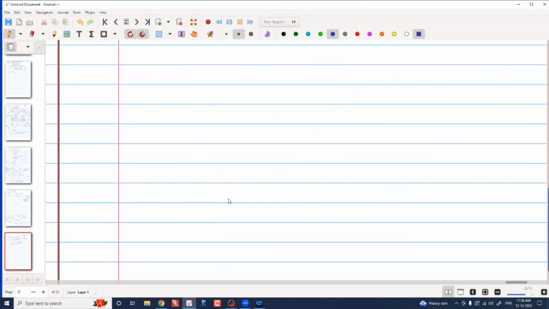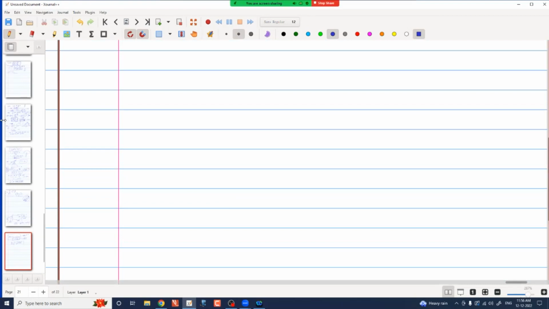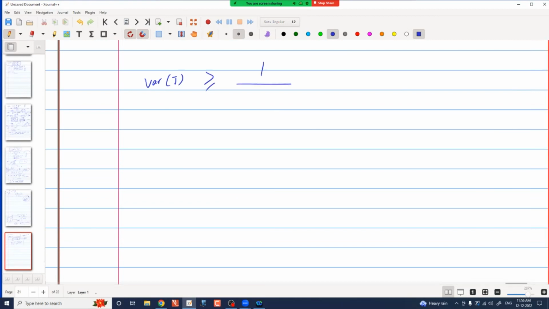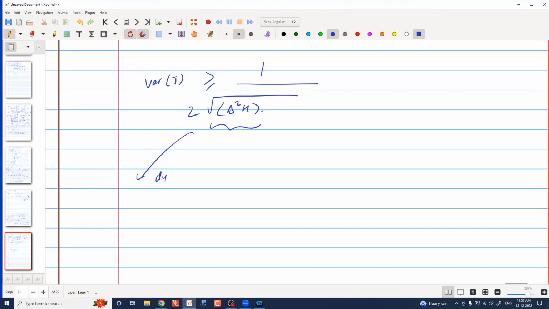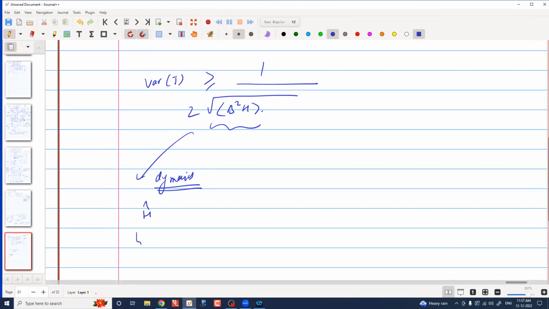So the quantum Cramér-Rao bound has 2 parts to it. I have this variance of T. I'll just put the quantum Fisher information again, the factor of 2. One is the dynamics. So what can influence this variance? It can be the dynamics, some properties of the Hamiltonian, where we got this 1 over n^(3/2) scaling.